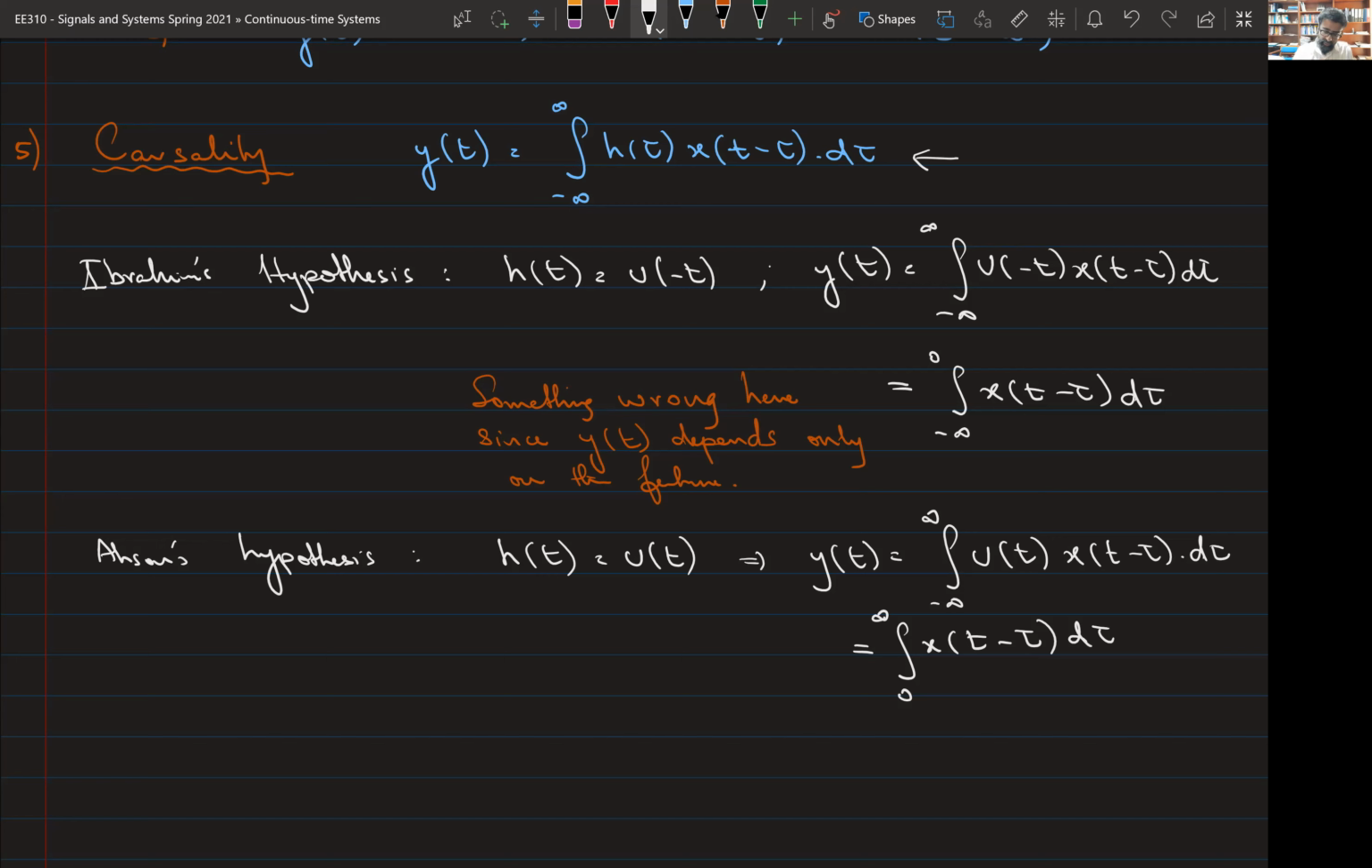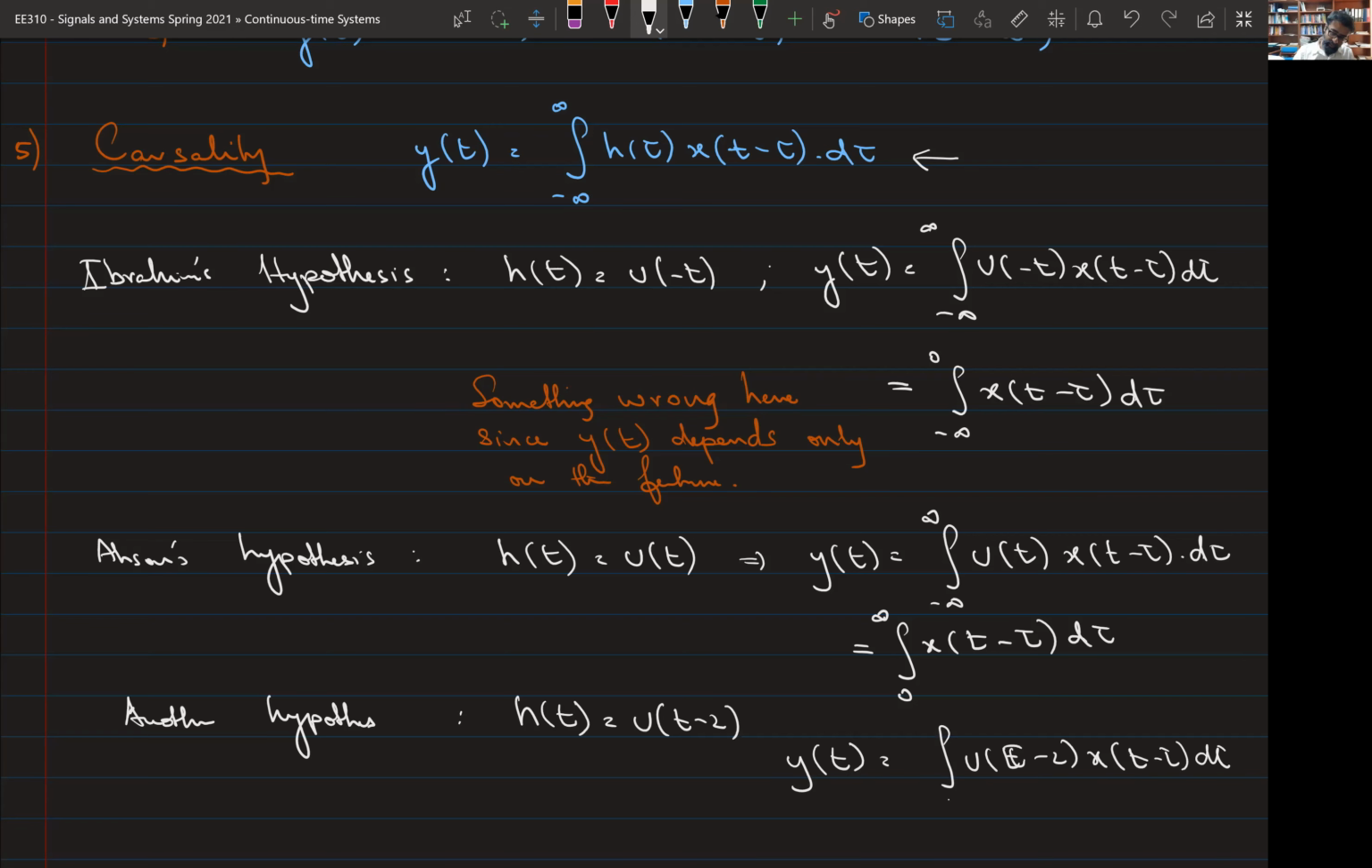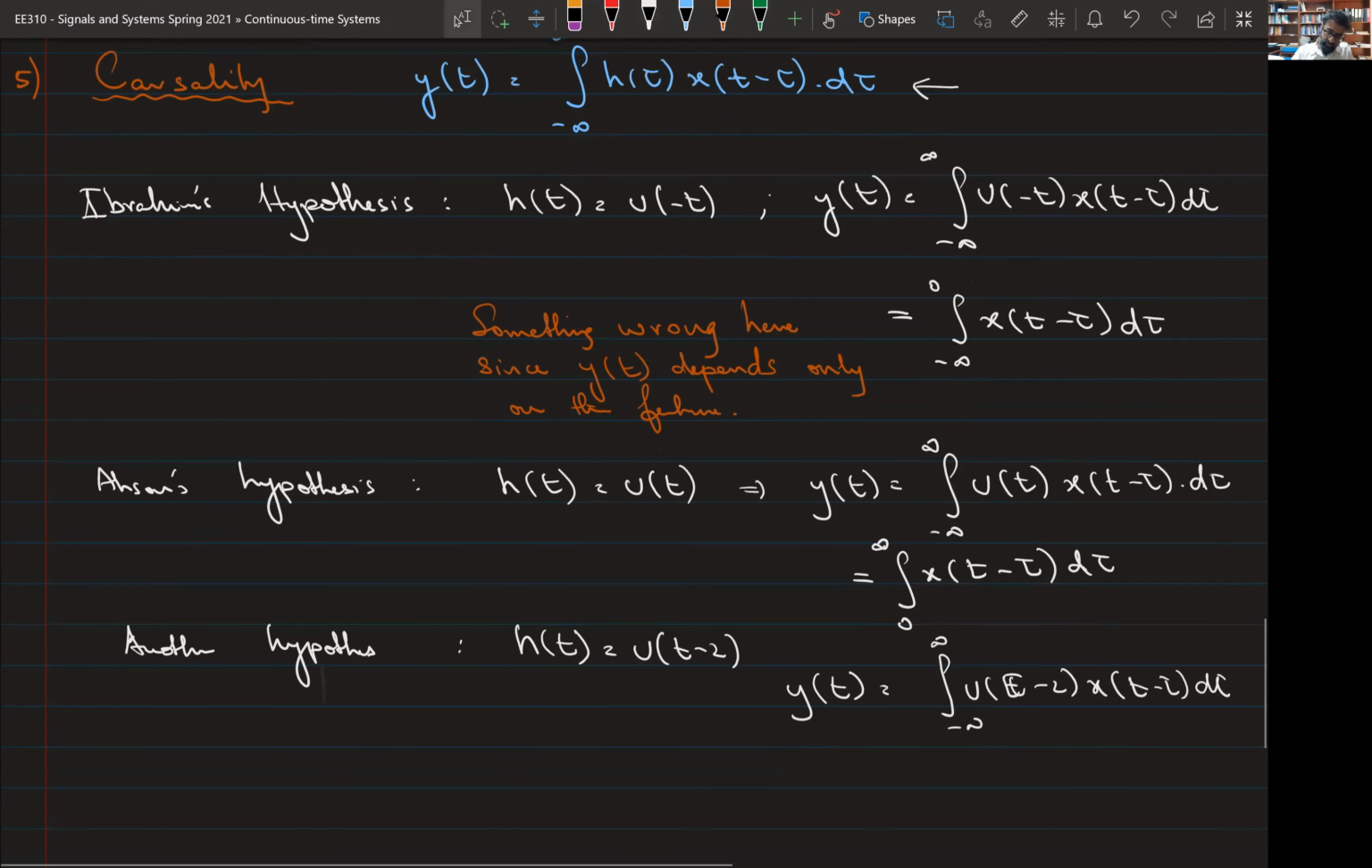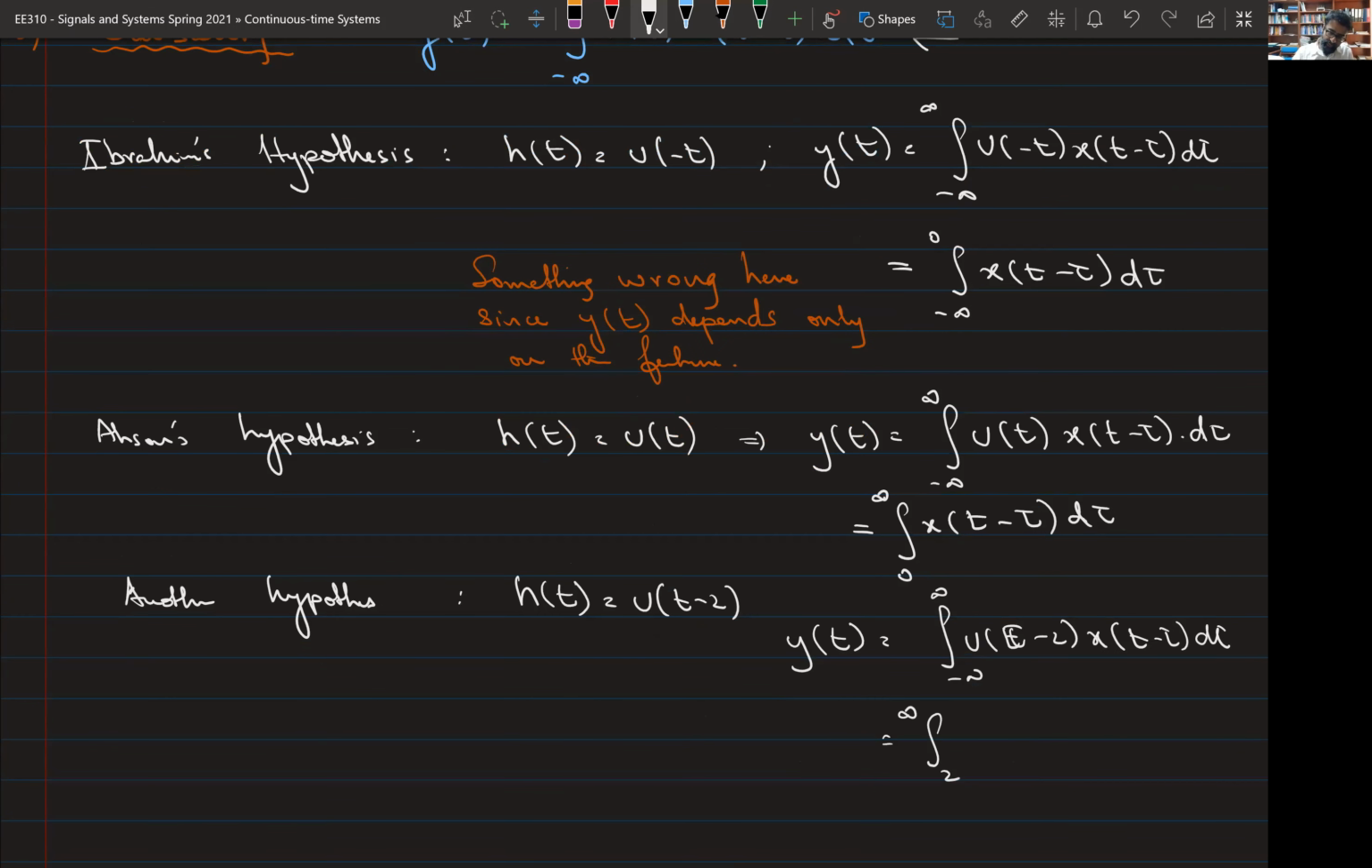And if it's u of t minus 2, right? So I would say, okay, another hypothesis is h of t equals u of t minus 2. And here y of t you're going to see turns out to be equal to the integral of u of tau minus 2 times x of t minus tau d tau. And this integral therefore goes from 2 to infinity of x of t minus tau. It's still the past.